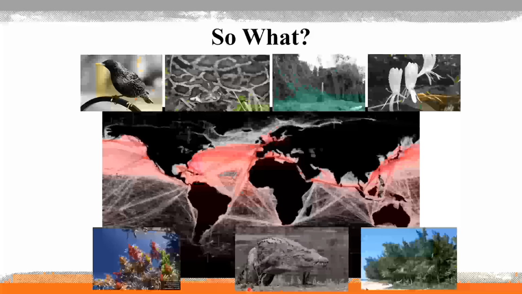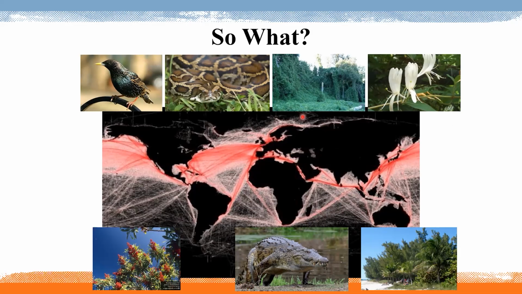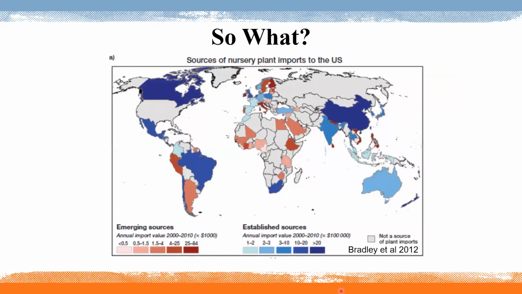Of course, you have European starlings, we have pythons, different plants, kudzu. This is Lonicera japonica, Australian pine. We have Brazilian pepper tree, and we even have Nile crocodiles now that have been identified in Florida from Africa. So we have species from every continent here. And this influx continues.